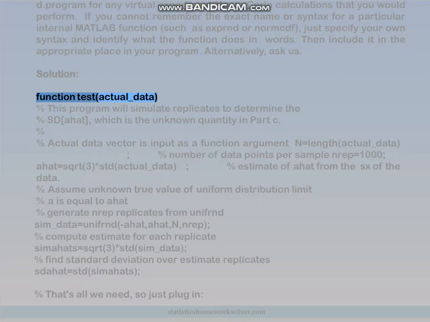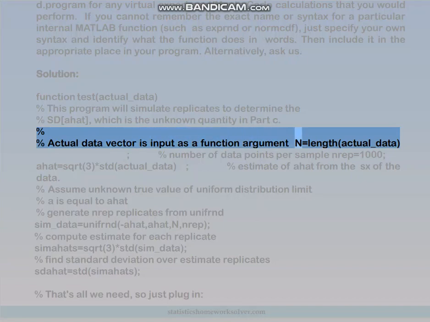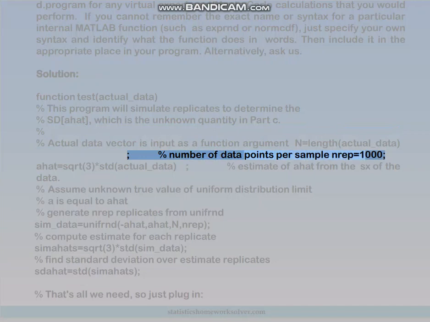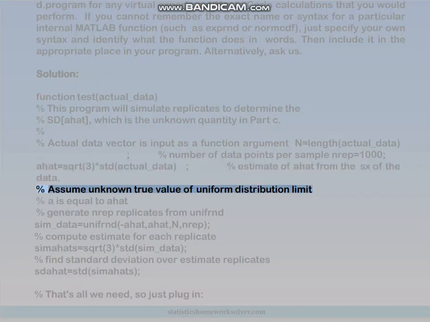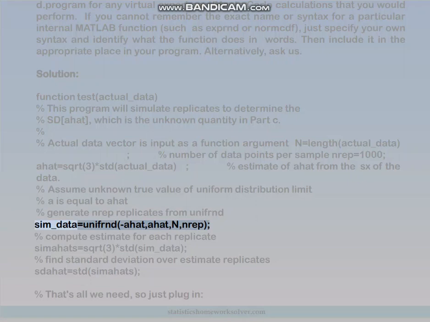function test(actual_data) % This program will simulate replicates to determine the SD(â), which is the unknown quantity in part C. % actual data vector is input as a function argument n = length(actual_data) % number of data points per sample rep = 1000 ahat = sqrt(3)*std(actual_data) % estimate of a from the sx of the data. % assume unknown true value of uniform distribution limit is equal to ahat % generate rep replicates from unifrnd sim_data = unifrnd(-ahat, ahat, n, rep) % compute estimate for each replicate sim_hats = sqrt(3)*std(sim_data) % find standard deviation over estimate replicates stdahat = std(sim_hats). % That's all we need, so just plug in.